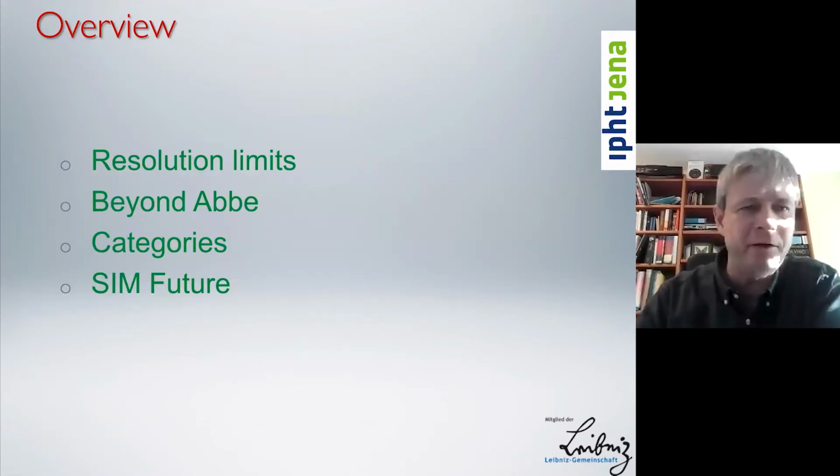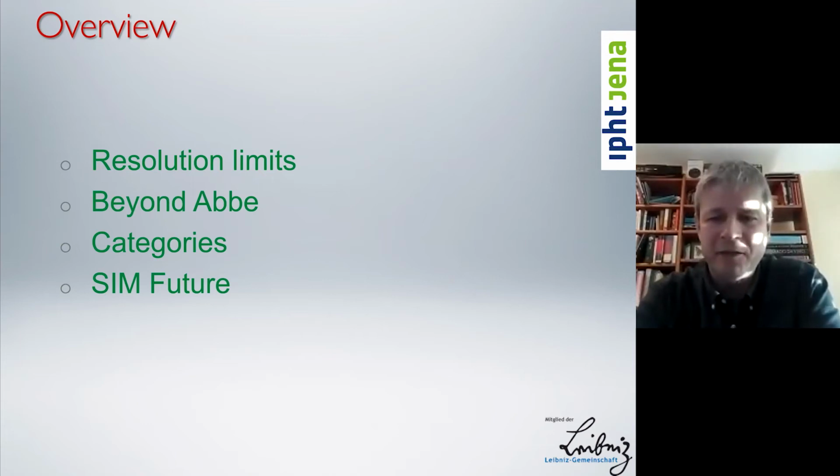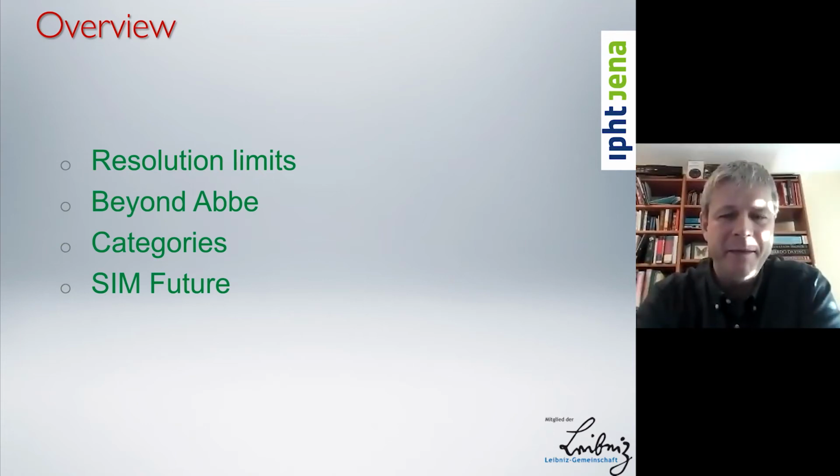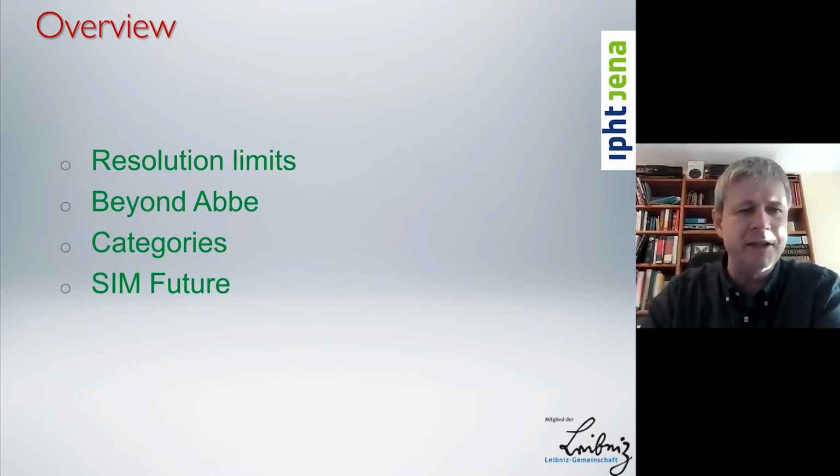So this is the overview. I'm first going to introduce resolution limits and then try to motivate why I'm a big fan of Abbe's resolution limit. Then I'm going to show you the categories that various super resolution microscopy methods can be grouped into, and in the end say a few things about what might happen to structured illumination in the future.